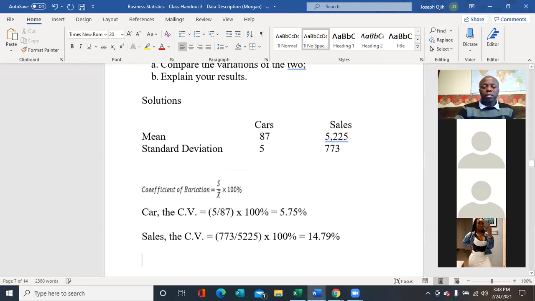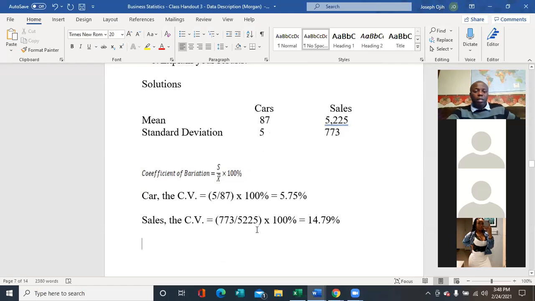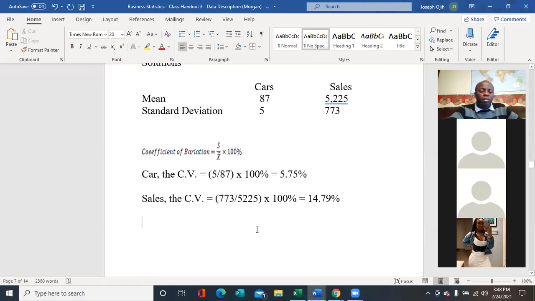So you can see that this coefficient for commission is larger. That means it varies more than the sales. So if you make a small amount of sales, you still can make a bigger commission, something like that.